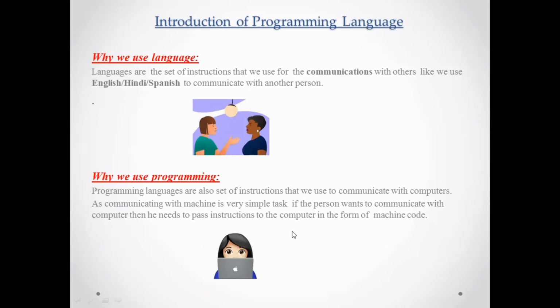Programming languages are also a set of instructions that help us to communicate with the computer. If I want to communicate with computers, I can do so with the help of programming languages. But the instructions that I pass through the program must be in the form of machine code, because our systems only understand machine languages, and machine languages are in the form of zeros and ones.